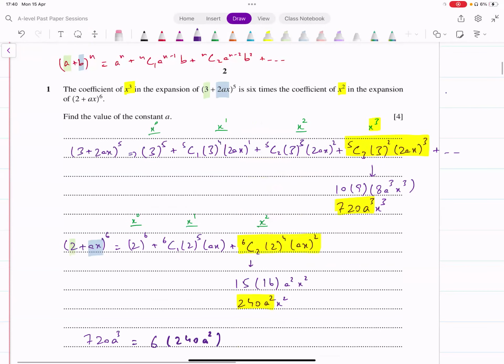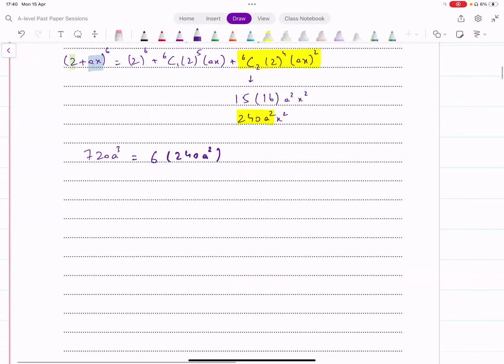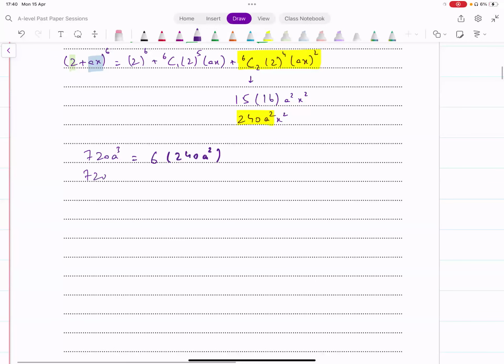Now in this case, a cannot be 0. The proper way of solving this would be, you would say this is 720a cubed. That equals 6 into 240. That's giving me 1440 into a squared. Bring a squared to the left side. That gives you 720a cubed minus 1440a squared equals 0. You would take a squared common. That leaves you with 720a minus 1440 equal to 0.